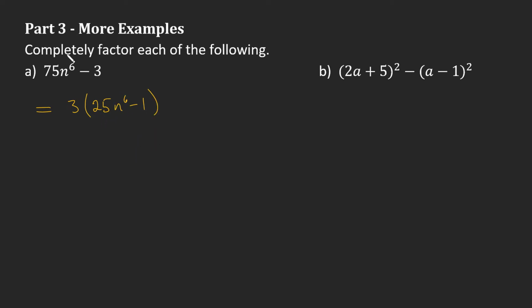And we've been asked to completely factor this, which is a huge hint that there's going to be more factoring to do. So I have a binomial. It is a subtraction in the middle, and I can take the square root of all of these values: the square root of 25, the square root of n to the power of 6, and the square root of 1. The square root of 1 is just 1. So I'll take the square root of 25, that's 5. Take the square root of n to the 6, that's n cubed. I will take the square root of 1, which is just 1. And I will add and subtract that.